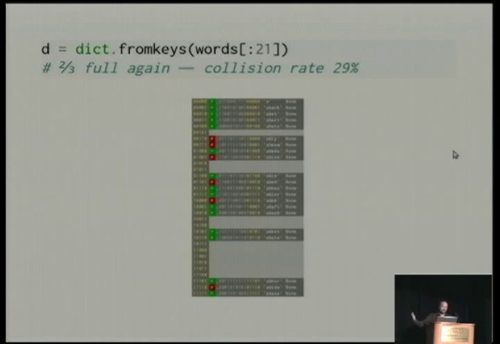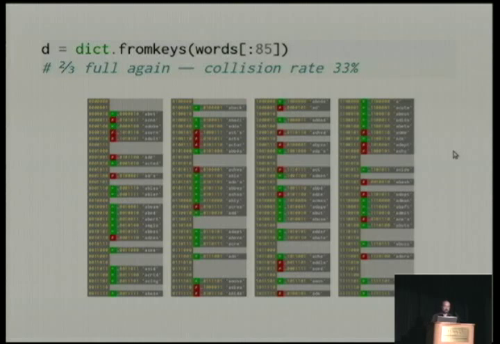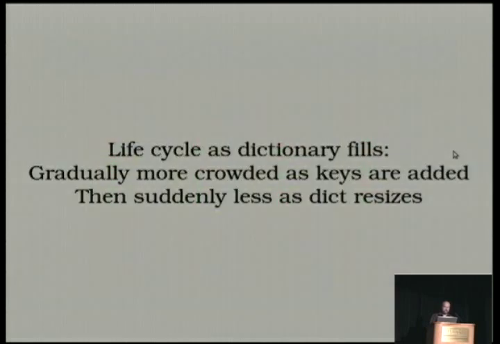By the time you get up to the 21st word that you insert, you're 2/3 full again. The collision rate has gotten about as bad as it will at 29%, and the dictionary now feels too full again and resizes to 128. There are only 2 collisions now that it's considering, I believe, the lower 7 bits in each hash. When you're up to 85 words, you're 2/3 full again. Collision rate is up to about 33%, and the slide would get too crowded if I showed you the next resizing, but that cycle continues on and on.